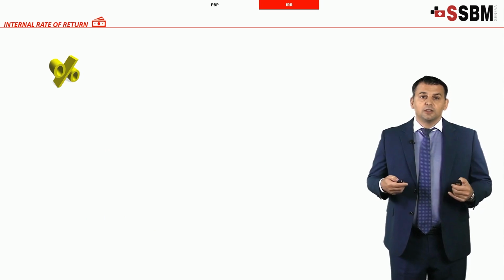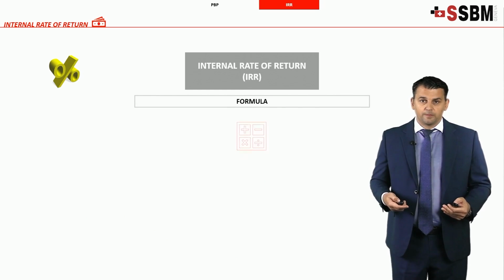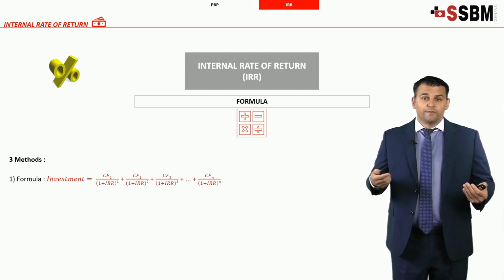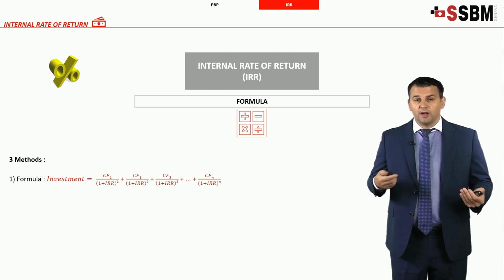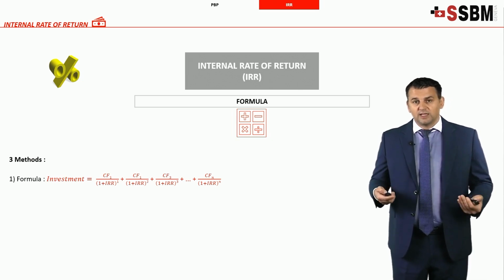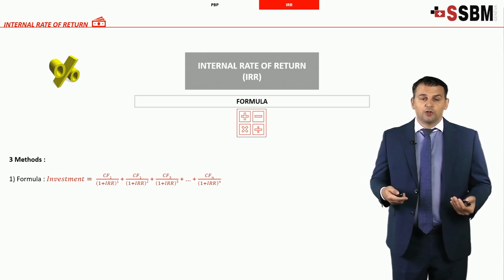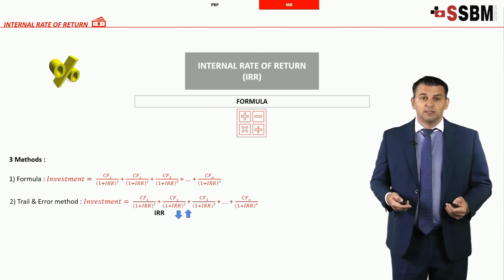This slide shows 3 different methods to determine the IRR. Okay, so the first method is the formula. Investment equal to the cash flow of the first year discounted by 1 plus IRR to the power of 1, plus cash flow of the second year discounted 1 plus IRR to the power of 2, and the last year cash flow n divided by 1 plus IRR to the power of n. So this is what we saw. This is easy to implement.